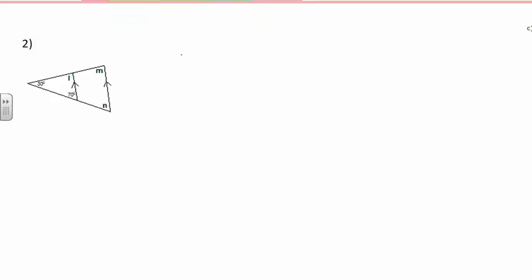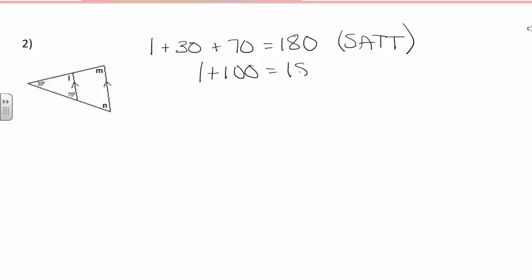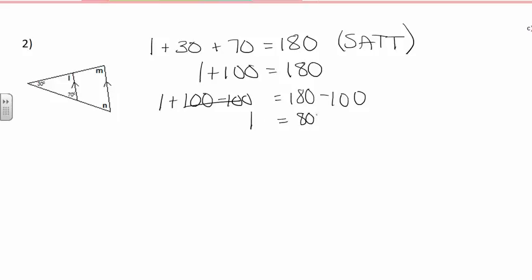In our second example, we are again asked to find the angle values for angles L, M, and N. I want to start off by using our sum of angles in a triangle theorem to solve for angle L. So we know that L plus 30 degrees plus 70 degrees has to equal 180 degrees, and that is by our SATT. Then we know that L plus 100 equals 180 degrees, and now we have to isolate for L, so we'll subtract 100 from both sides. And these cancel out, and we're left with L is equal to 80 degrees.